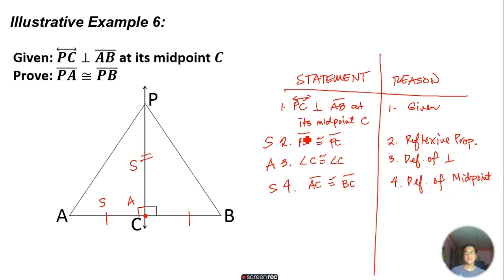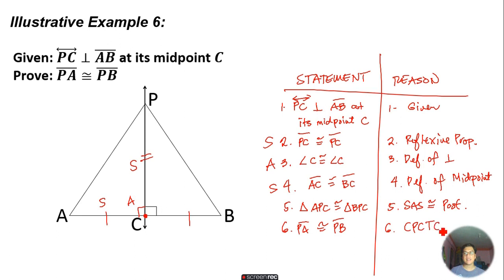All right. The congruence postulate is already complete. SAS. Now, name the two triangles that are congruent. Triangle APC is congruent to triangle BPC. Reason, SAS congruence postulate. Now, the proof statement is that one. Number 6, PA is congruent to PB. Our reason here is CPCTC. Corresponding parts of congruent triangles are congruent. So that's it. This is the two-column proof for this example.